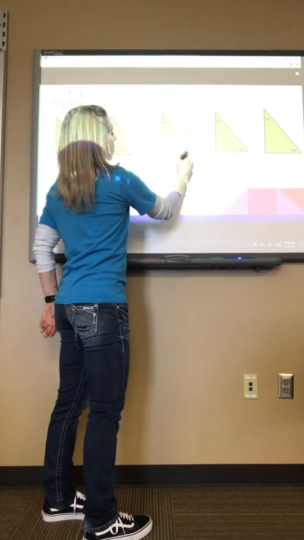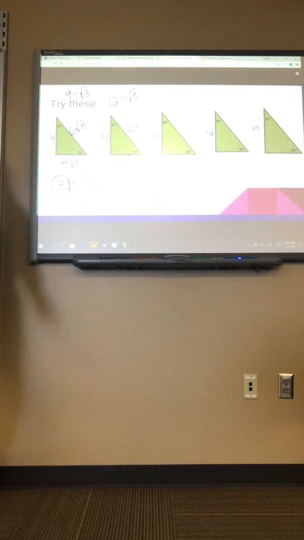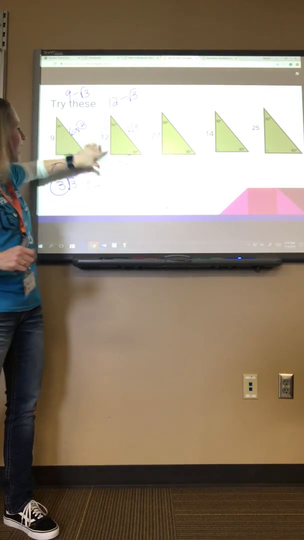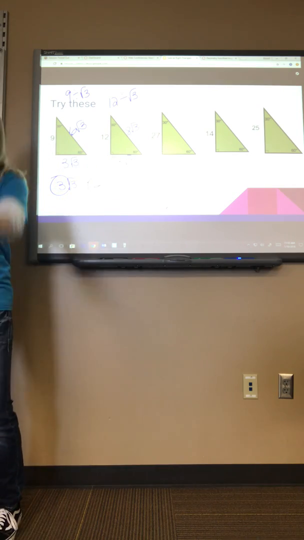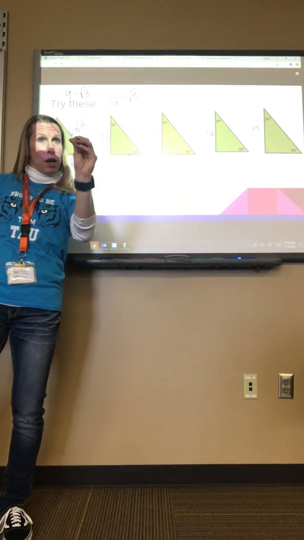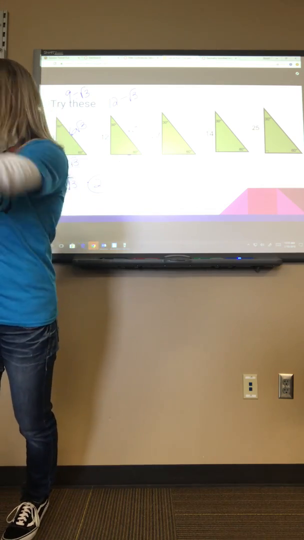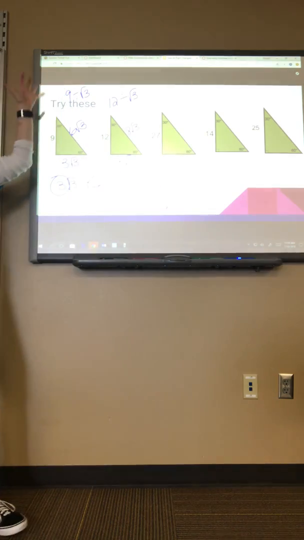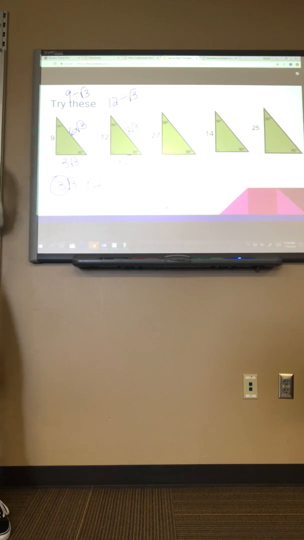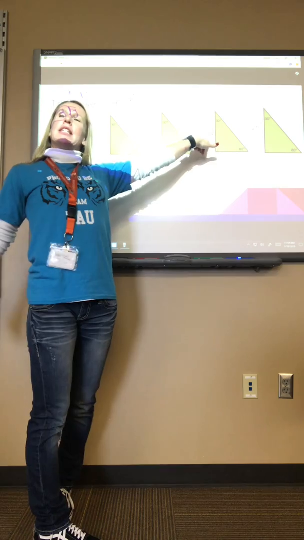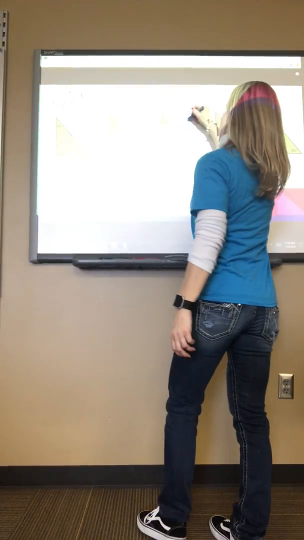Is anyone seeing a pattern? Yeah, it's divided by 3. You're dividing by 3 and putting a radical 3 next to it. When we divided by radical 2, we were dividing by 2 and putting a radical 2 next to it. When you're dividing by radical 3, you divide by 3 and put a radical 3 next to it. Let's finish this one, 18 radical 3.